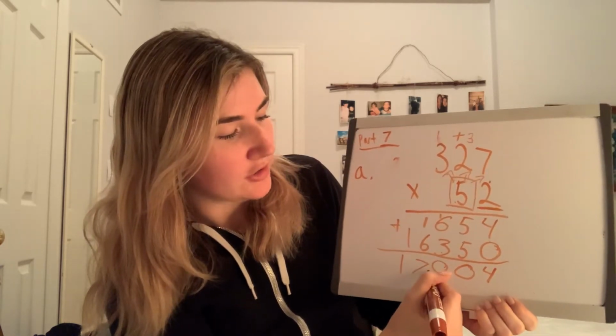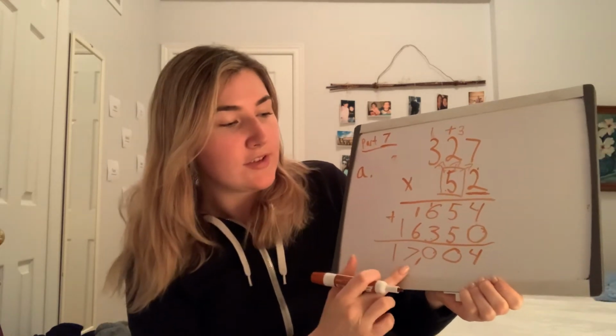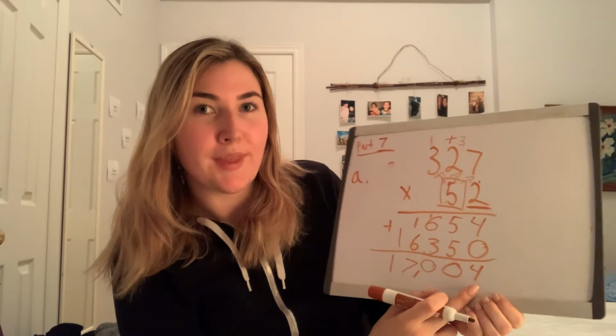Remember, you can also add your comma to show the thousands place. So we have our answer, 17,004. So now you can work on part 7 and complete the rest of the equations. Just make sure you're looking at whether it's subtraction, adding, or multiplication.